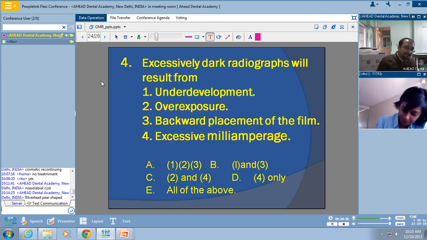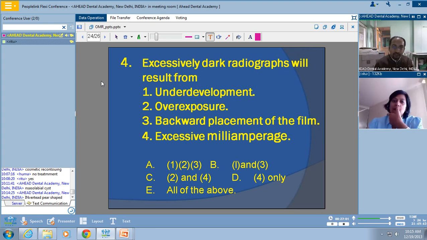Excessively dark radiographs will result from. Now this is a pretty easy question, isn't it? What will happen if we do underdevelopment? If you underdevelop, what will happen? The radiograph will not be dark. Obviously, it will be light. A light radiograph is a hallmark of underdevelopment. What about overexposure? Overexposure will definitely lead to a dark radiograph, or not?